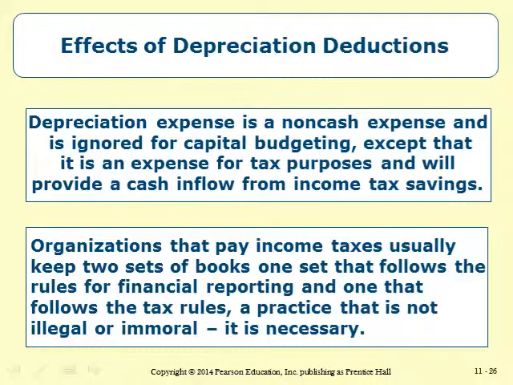One item that often differs between tax reporting and public reporting is depreciation. Recall that depreciation spreads the cost of an asset over its useful life. Income tax laws and regulations generally permit companies to spread the cost over depreciable lives that are shorter than the asset's useful lives. Organizations that pay income taxes generally keep two sets of books, one set that follows the rules for financial reporting and one set that follows the tax rules.